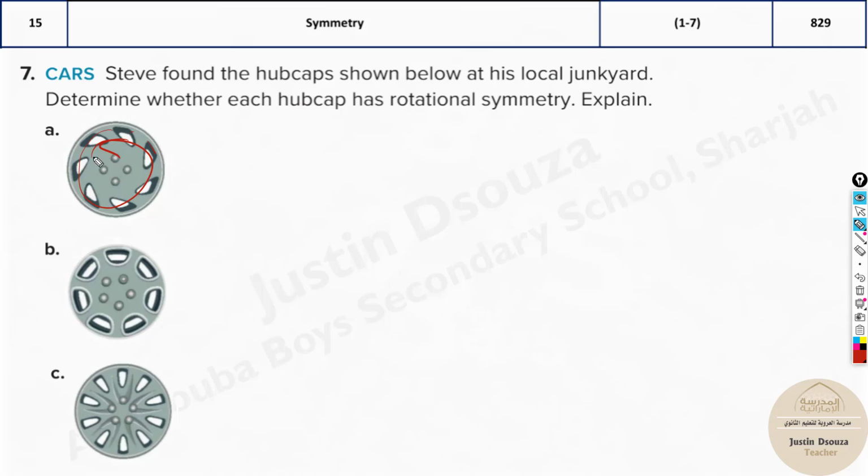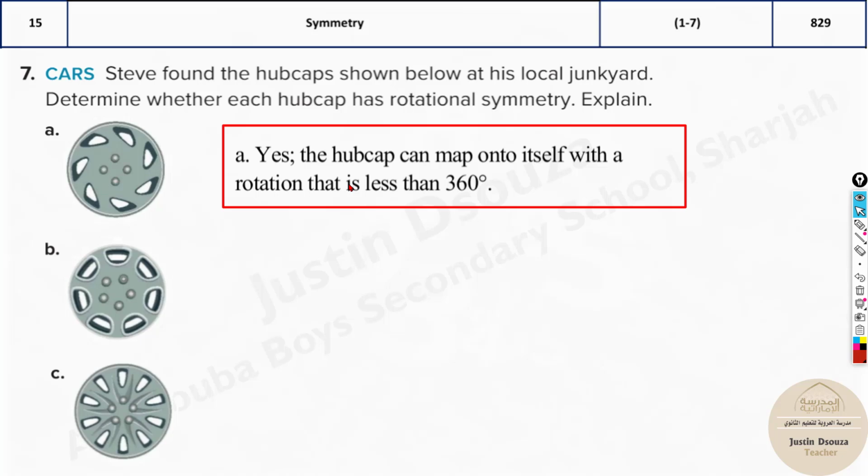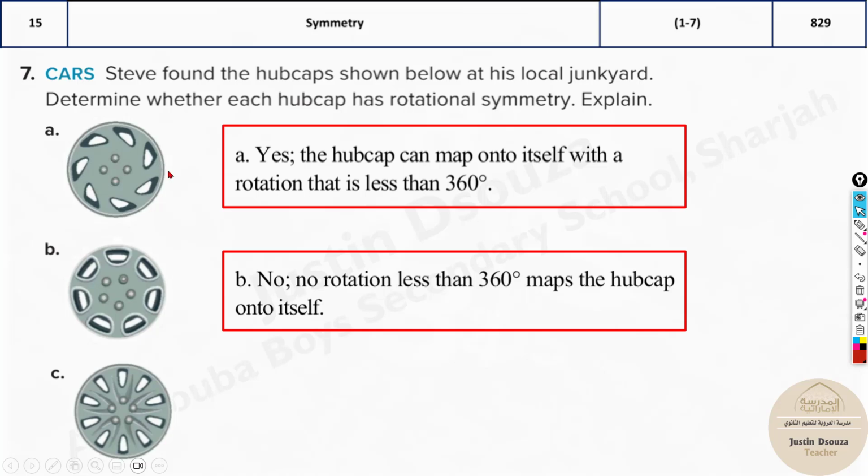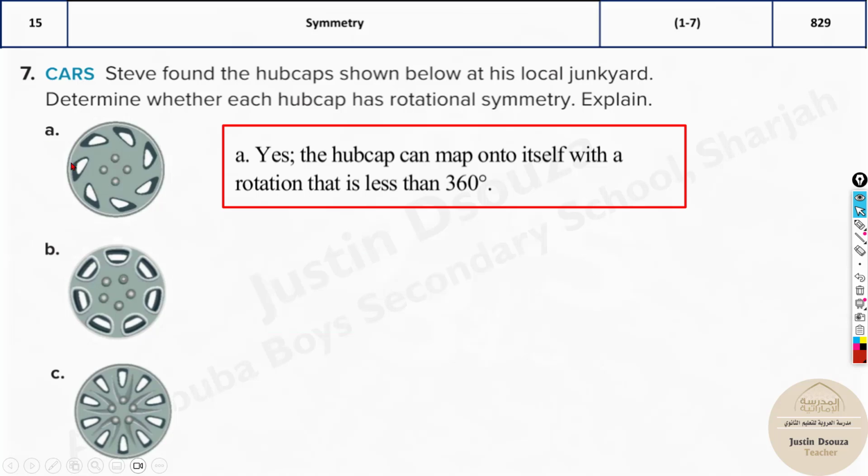The points will again turn. It'll be the same thing, right? So since there are 4 points, you can divide 360 by 4. For every 90 degrees, you will get the same shape again and again. So yes, there is rotational symmetry. What they want to know is whether, at less than 360 degrees, it will come to its same position. Absolutely, because if you turn it 90 degrees, it comes to the same shape.